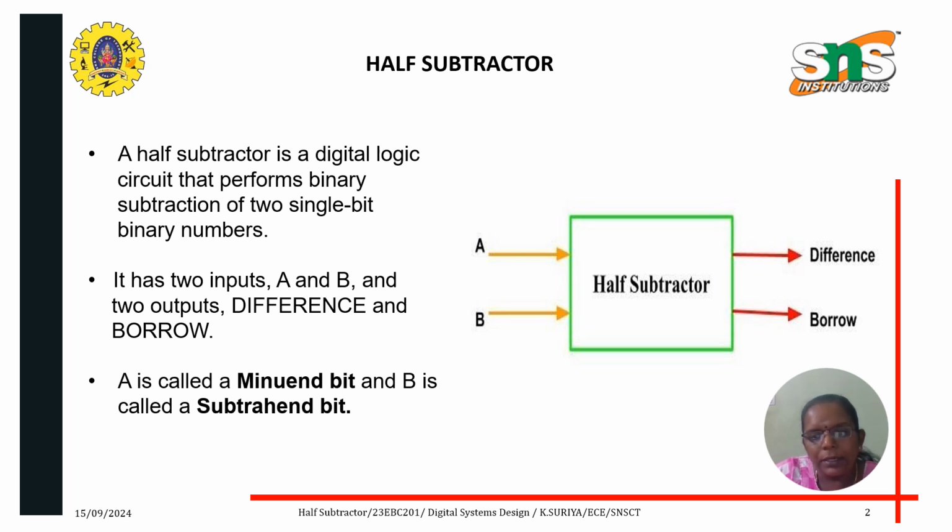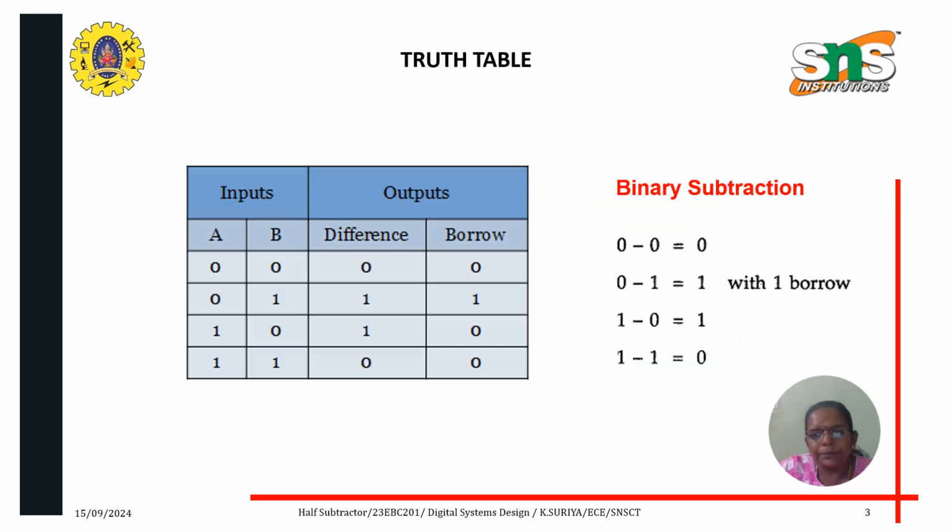A half subtractor is a combinational logic circuit that has two inputs and two outputs. It is a digital logic circuit that performs binary subtraction of two single bit binary numbers. It has two inputs A and B and two outputs, difference and borrow. A is called the minuend bit and B is called the subtrahend bit. The block diagram of a half subtractor is shown here.